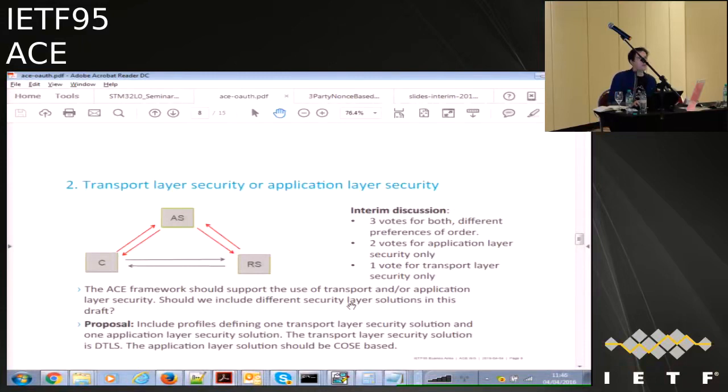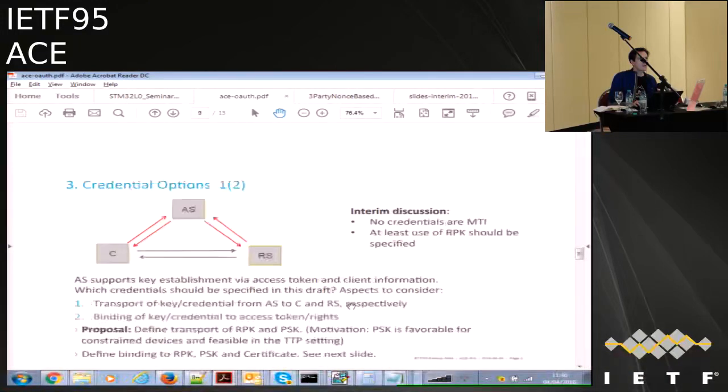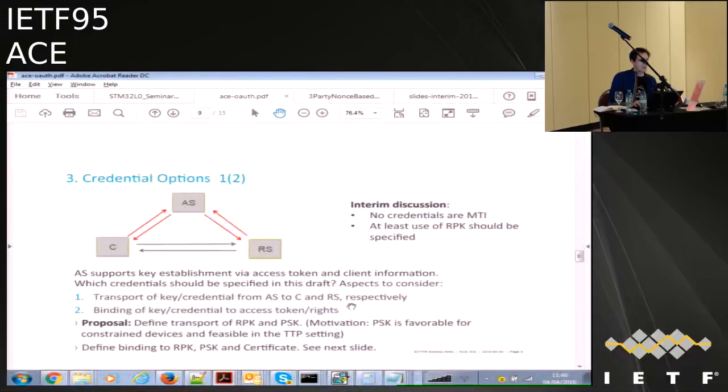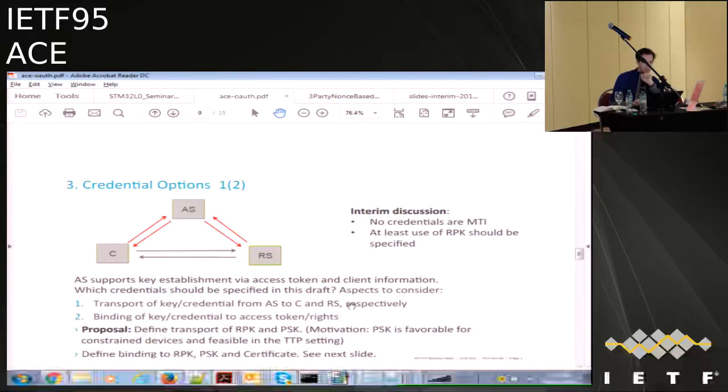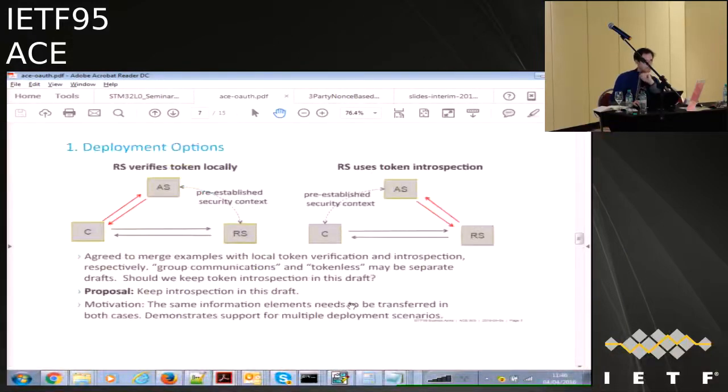Hannes, wasn't it 4 against 6, in the case of introspection versus local? Yeah, that's true. It means that there are people interested in both. So you're correct.